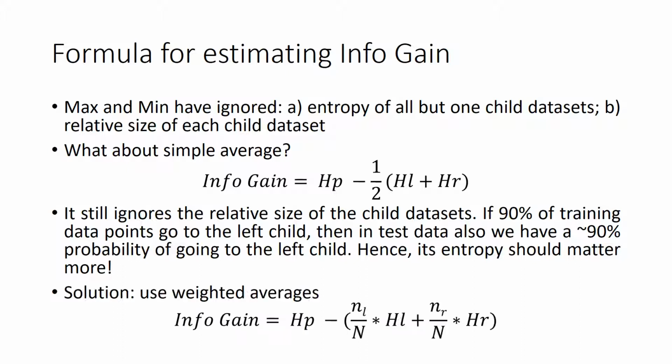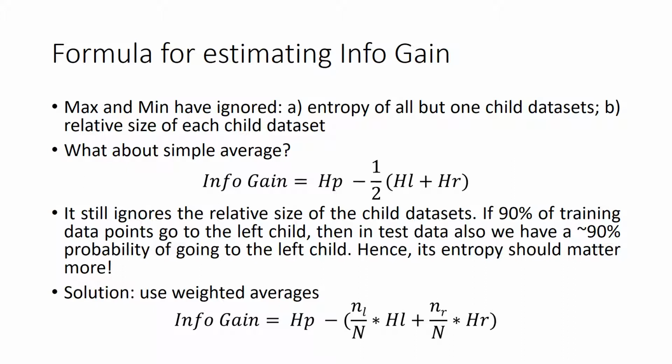I need to basically change simple average to weighted averages, and so in this particular formula now, HP is again the entropy of the parent. Small n sub L is number of items in the left child, number of records in the left child. Small n sub R is the number of items in the right child. Capital N is the total number of items, which is basically n_L plus n_R. And H_L and H_R are the entropy of the left and right child respectively.